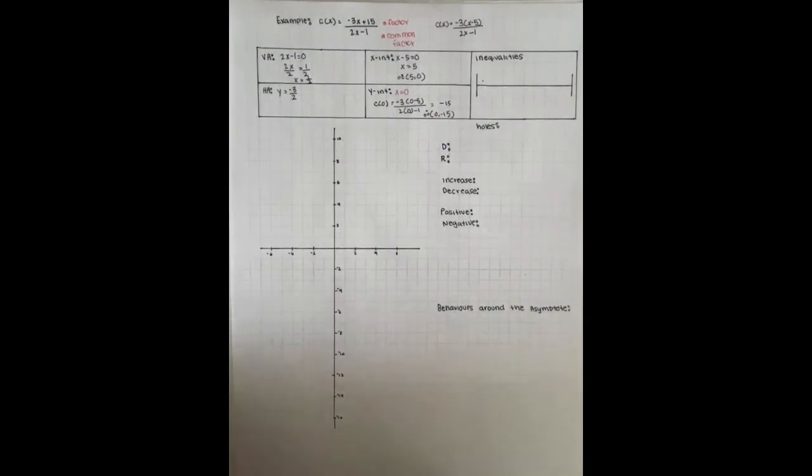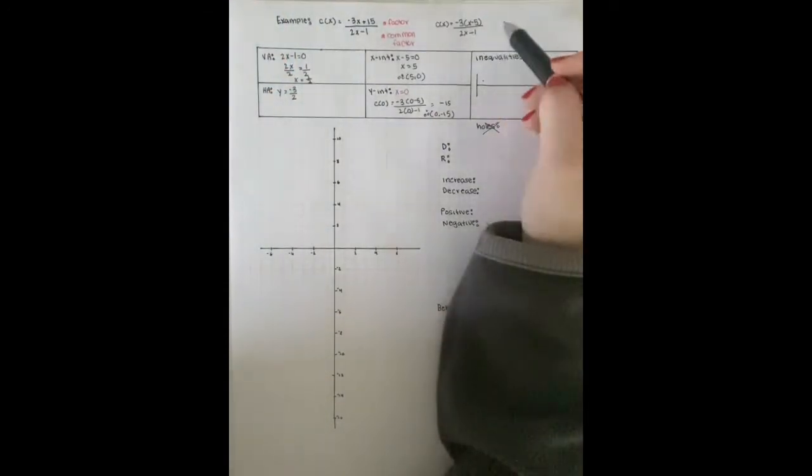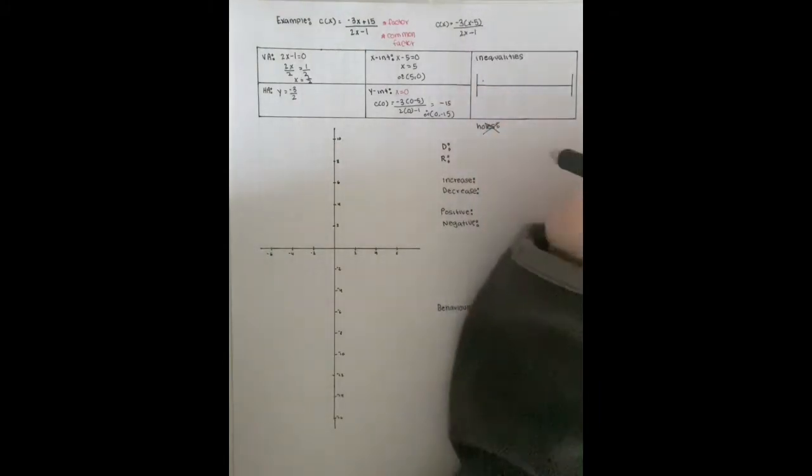So for holes, we do not need to worry about holes because holes occur when a numerator factor cancels out a denominator factor, and that did not happen, so we do not need to worry about holes.